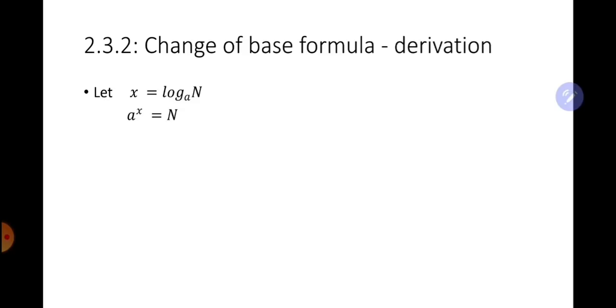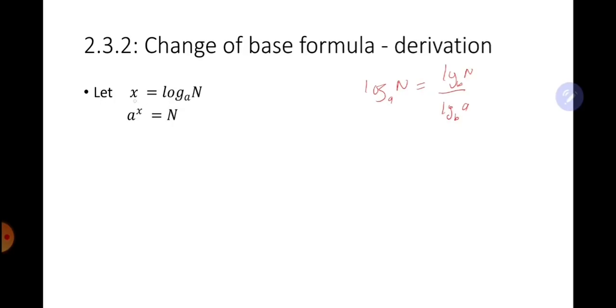Okay, now here comes the fun part. We want to derive how to change the base of the log. Let's say you have log base a, and you want to change to log base b. The formula will be log n base a equals log n base b over log a base b. So that's the formula. But how do you derive this? We can derive it, actually it's easy.